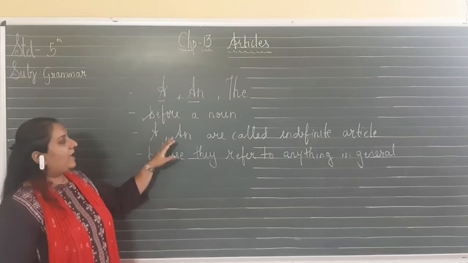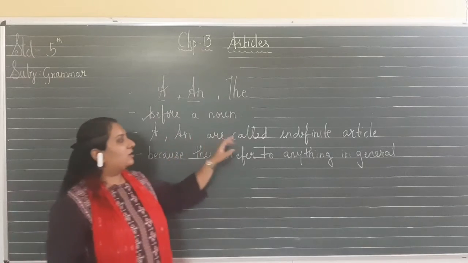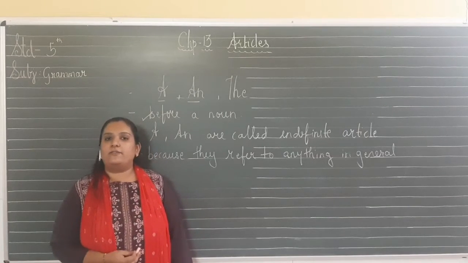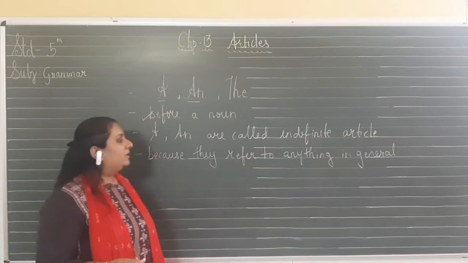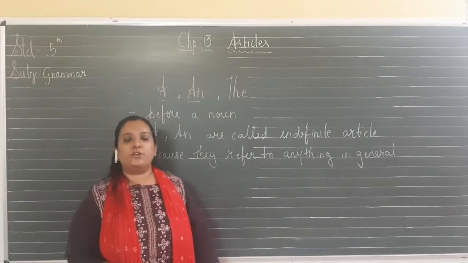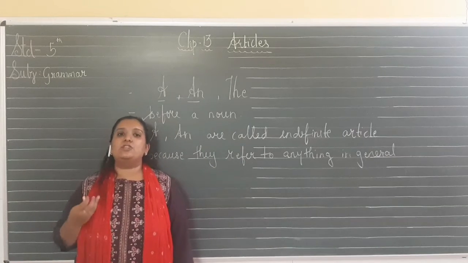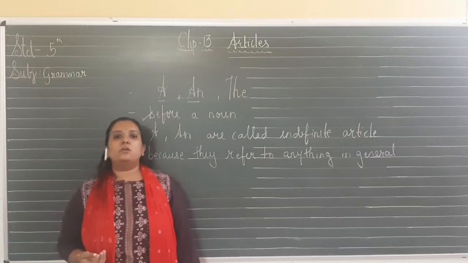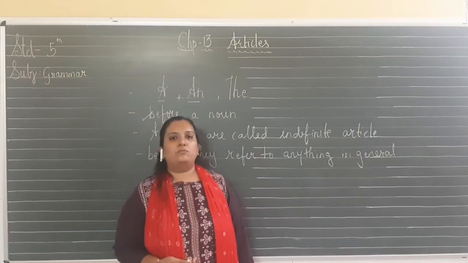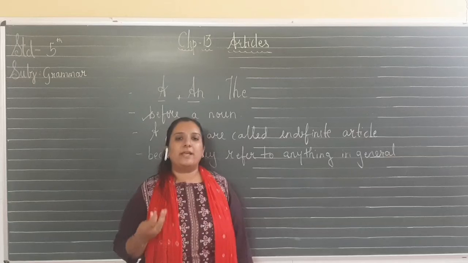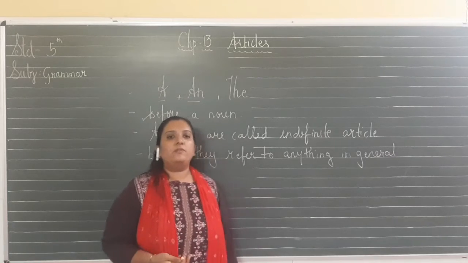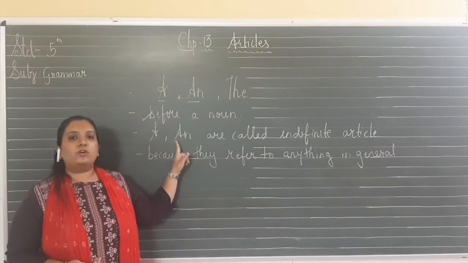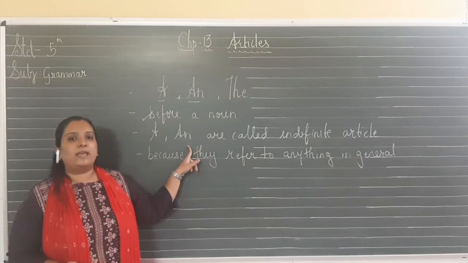Second, what are a and an? A and an are called indefinite articles. Why are a and an called indefinite articles? Because they refer to anything in general. When we talk about anything in general, for example, boy, a general name of a boy, or animal, cow, a general name. Whenever we talk about anything in general, we always use articles a and an.